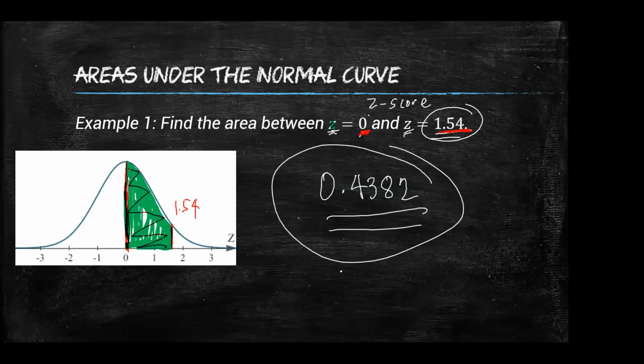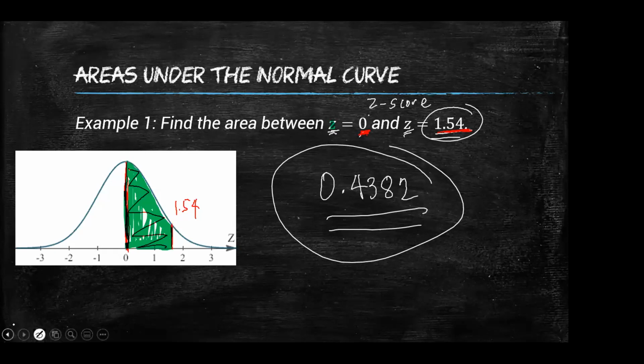Bakit? Kasi, class, yung mga values doon sa table is yung area between z-score and 0. So, pag may nakita kayo, find the area between 0 and 1.54, hanapin nyo na agad yung isa pang number. Wag nyo na hanapin yung 0. Hanapin nyo agad yung isang number, tapos kung ano yung value doon, yun na yung kukunin. Nakuha po? Yes, sir.